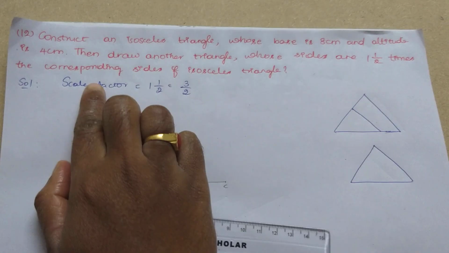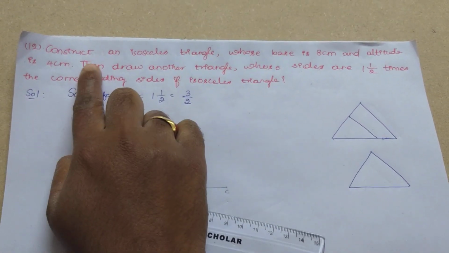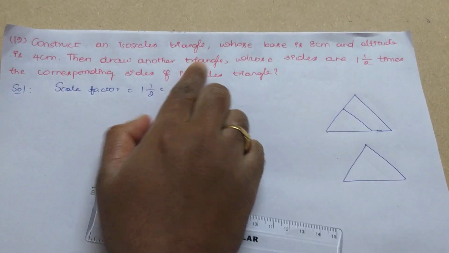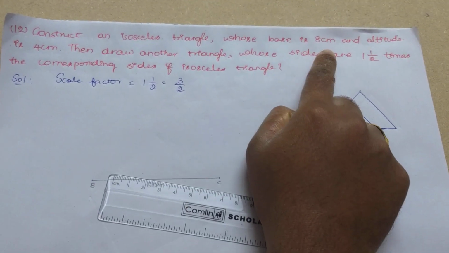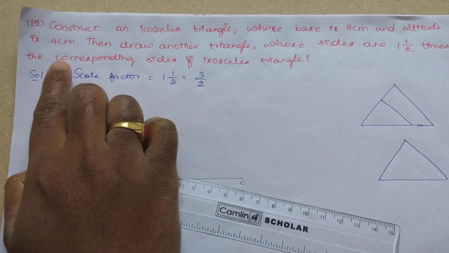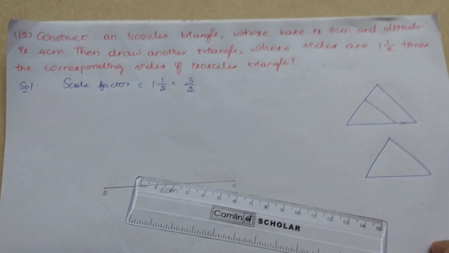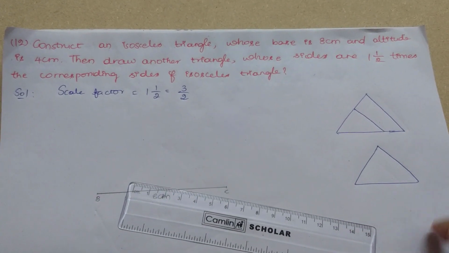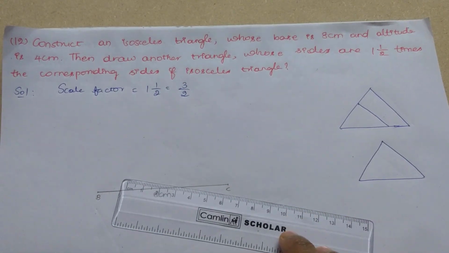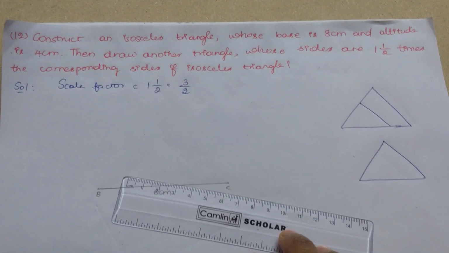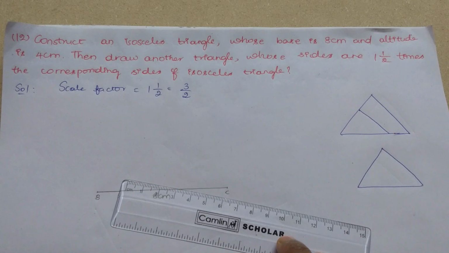Hello friends, let's solve question number 12. Construct an isosceles triangle whose base is 8 centimeters and altitude is 4 centimeters. So first of all we have to construct the isosceles triangle with the given measurements. They have told that the base is 8 centimeters and altitude. What is altitude? Altitude is perpendicular bisector.